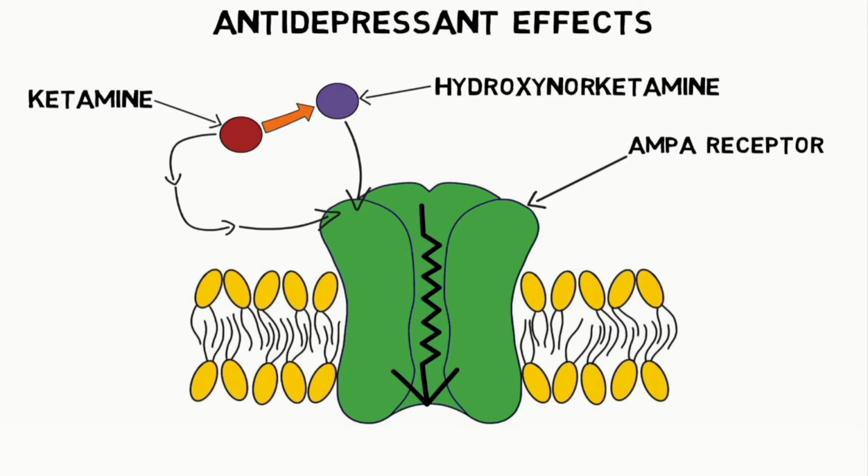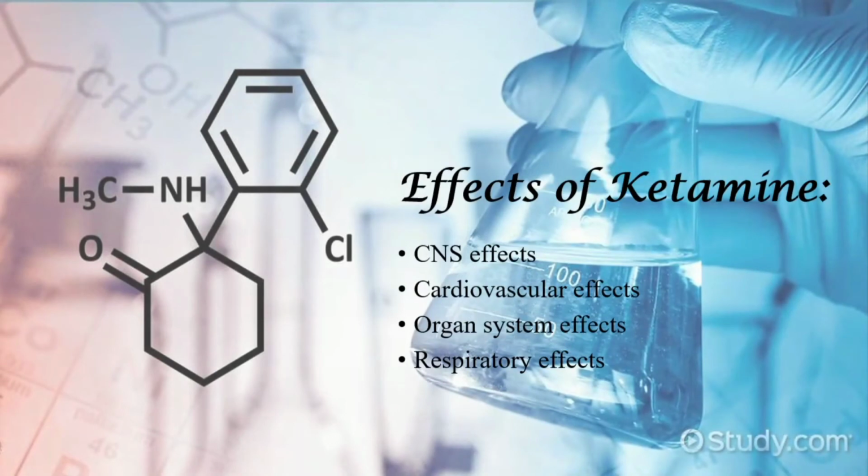Now, as for the effects of ketamine, they are central nervous system effects, cardiovascular system effects, organ system effects, and respiratory system effects. We will discuss all of them one by one. Central nervous system effects. Since we know that ketamine is a cerebral vasodilator, for this main reason this drug is not recommended for patients with intracranial pathology.